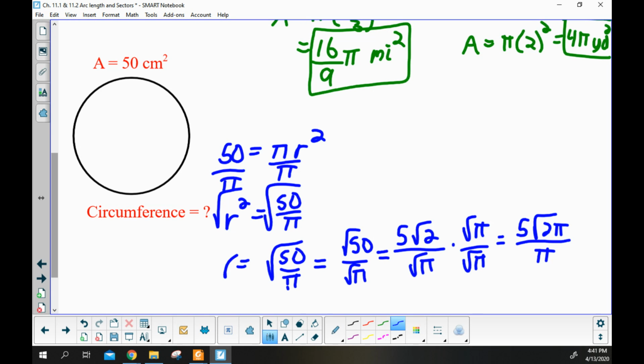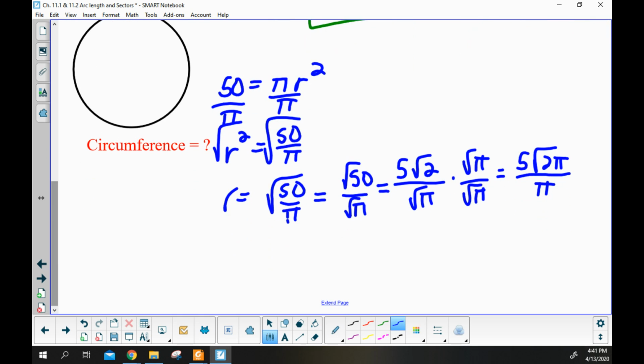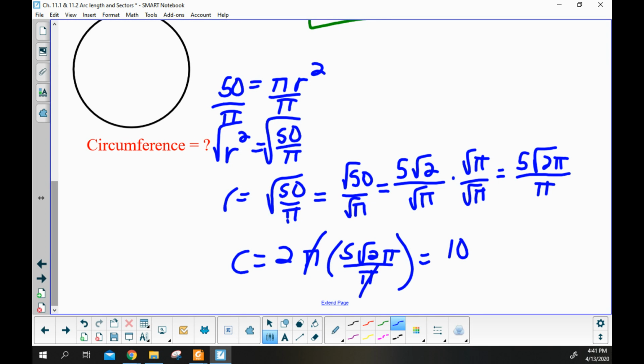So that's my radius. Now I can find my circumference by going 2 pi times 5 square root of 2 pi over pi. And what we'll see here is that my pi's cancel out, so I'm actually ending up with 10 times the square root of 2 pi. And since we are dealing in centimeters. And I know that looks really confusing, but you just got to remember how to do simplifying and all those other good things with that.